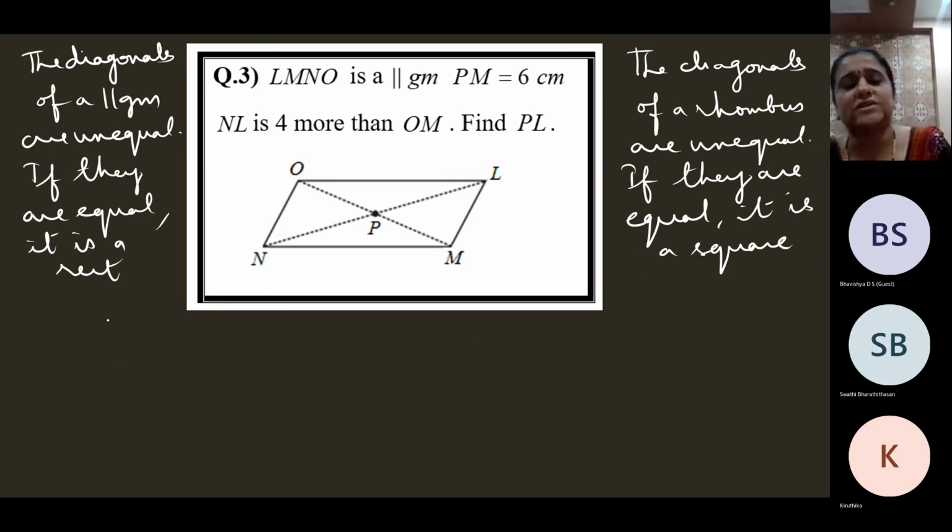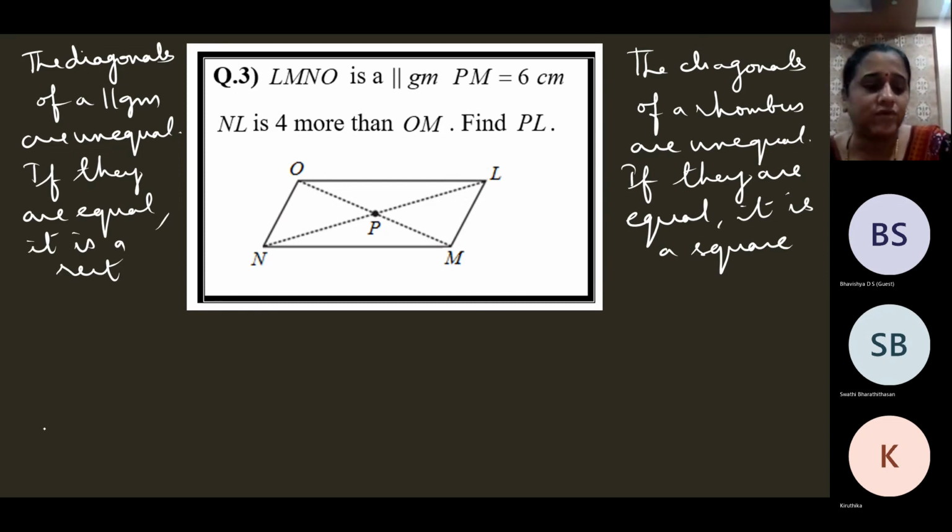In all these figures, the diagonals bisect each other. In all the figures, because that's a property of a parallelogram, the diagonals will bisect each other. The thing is, in a parallelogram and rhombus, diagonals are not equal. In a rectangle and square, diagonals are equal. But everywhere the diagonals bisect each other.